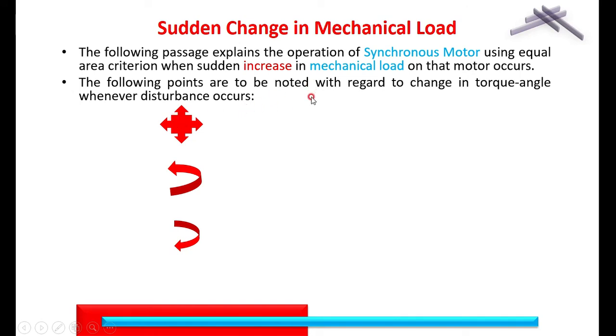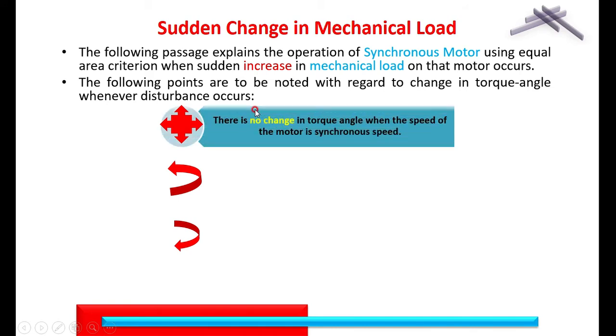The following points are to be noted with regard to the change in the torque angle whenever a disturbance occurs. The first is that there is no change in the torque angle when there is a perfect balance between the input and the output. In that case there is also no change in the speed. When the system is balanced, angle delta is not changing, and the speed is the synchronous speed.